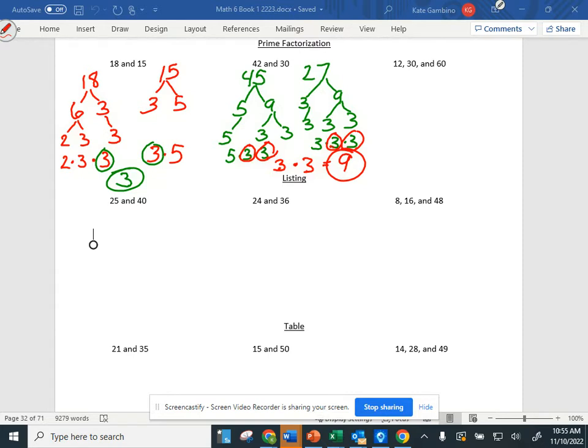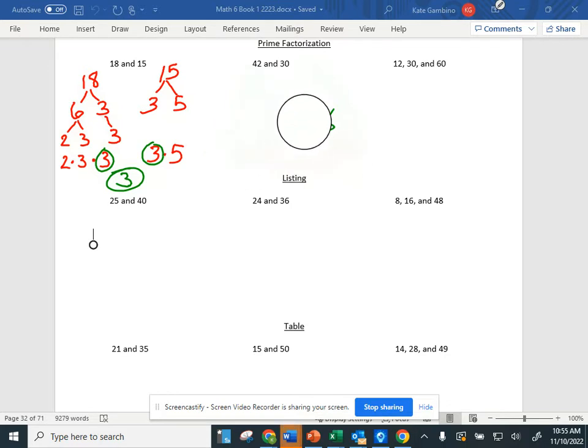So they shared a 3, and then they shared another 3. So then we have to multiply those together. 3 times 3 is 9. Yep, we're going to do one more. This time we're going to do it with 3 numbers.